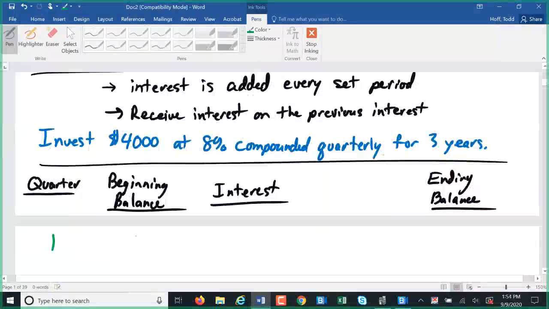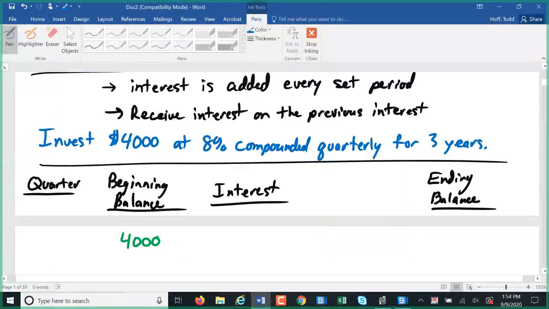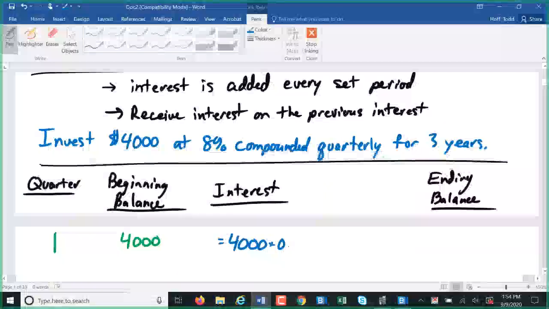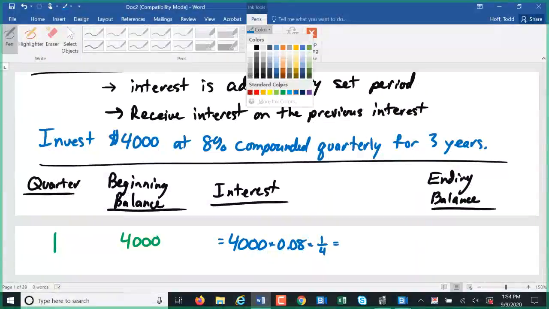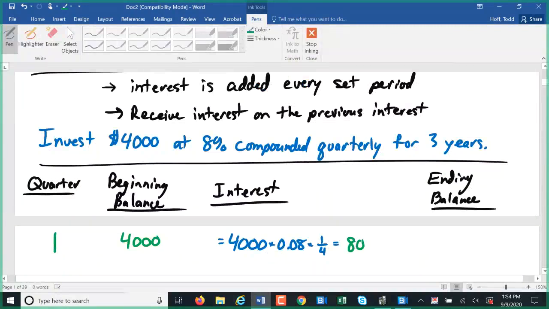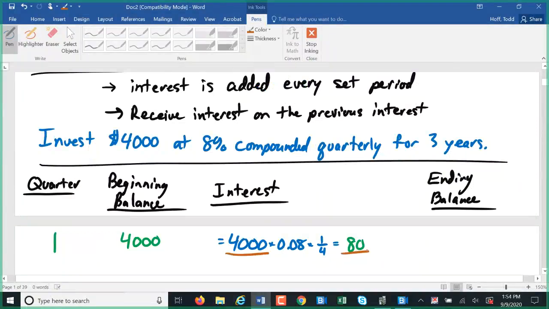So in our first quarter, we start out at $4,000. Our interest is going to be 4,000, our principal, times our rate of 0.08. Now our time is 1/4 of a year. That calculates out to give us $80 in interest. So our ending balance, our principal 4,000 plus our interest of $80, $4,080.